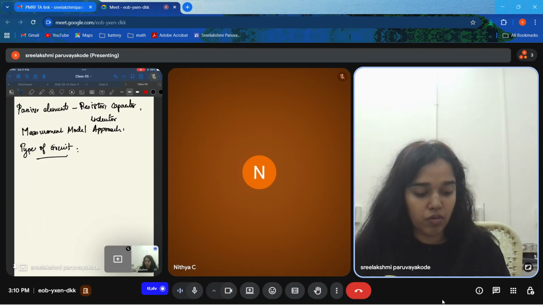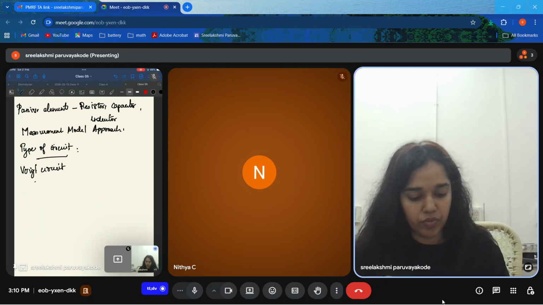So the easiest one is a Voigt circuit. In a Voigt circuit, we'll have a capacitor which is in parallel with a resistor. It is a simple RC circuit. They are in parallel, and many such RC will be in series.